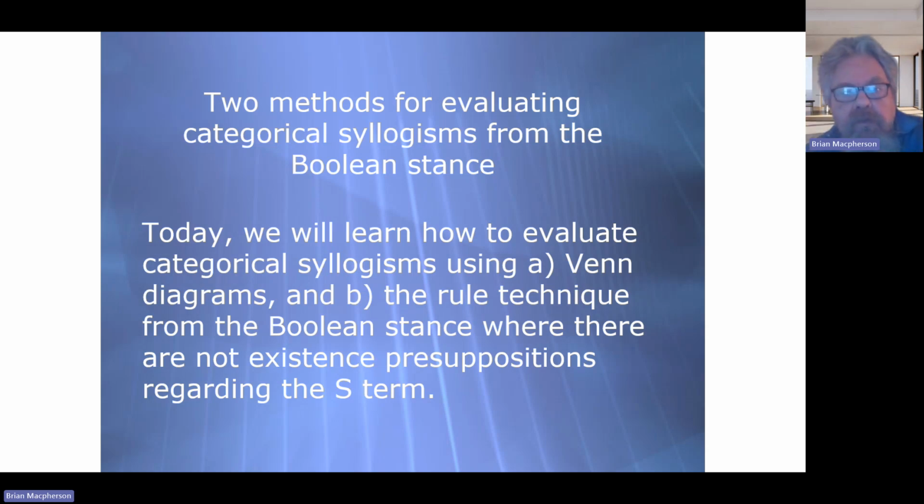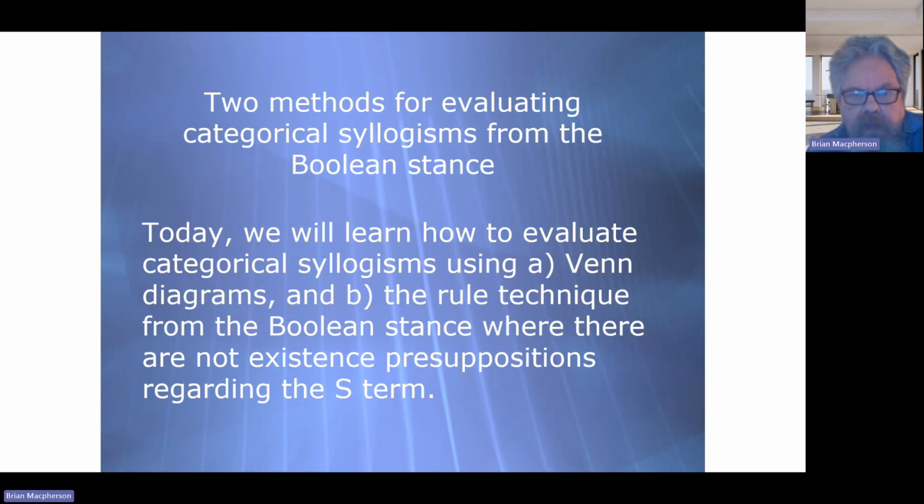And we're going to use two techniques for assessing categorical syllogisms using the Boolean stance. One is the Venn diagram technique, and that involves, again, diagramming the different propositions in the syllogism. And then there's the rule technique, all right? And the two techniques are equivalent. You're going to get exactly the same results using either technique, the rule technique and the Venn diagram technique, okay?